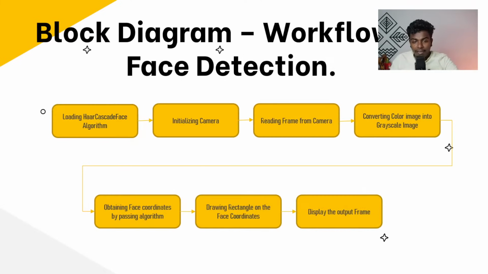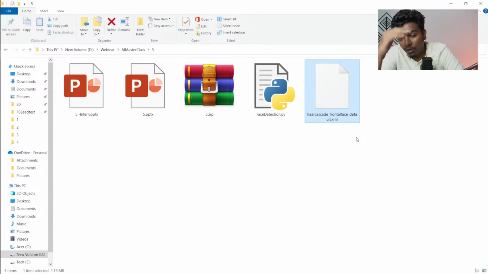I hope you are ready for the project. First of all, how is it really going to work? Here is the workflow I'm going to share with you. First, we are going to load the Haar cascade algorithm. In my local directory, I have one file, haarcascade_frontalface_default.xml. This is the trained model file.